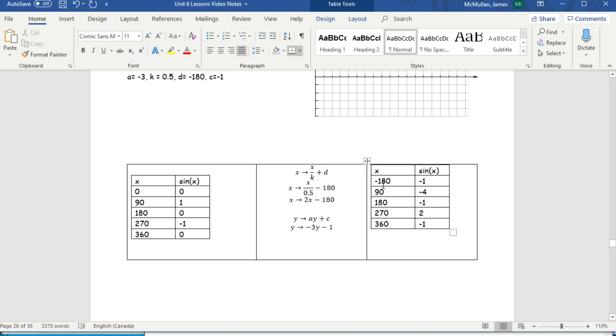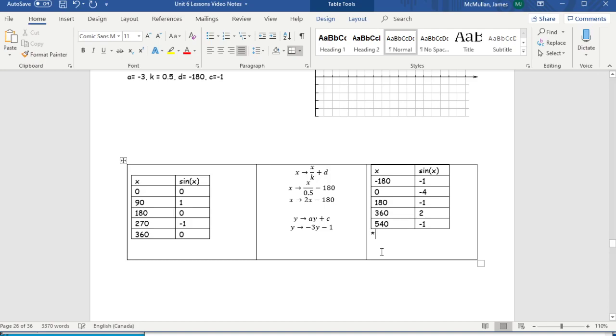90 doubled is 180, and then subtract 180 is 0. 180 doubled is 360. Subtract 180 is 180 again. 270 doubled is 540. Subtract 180 is 360. And then 360 doubled is 720. Subtract 180 is 540. So we have this.